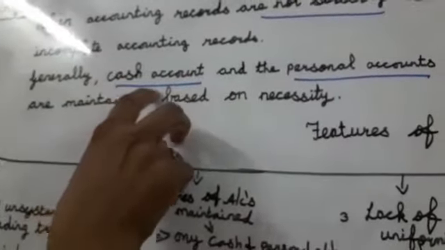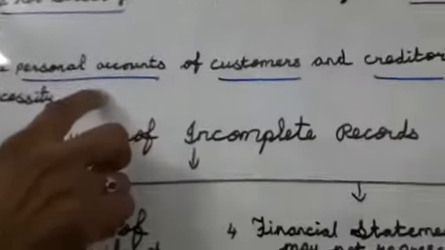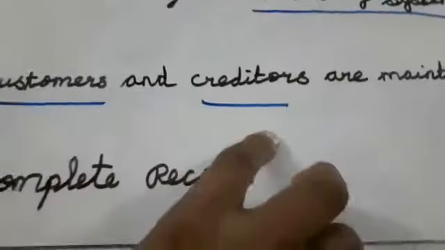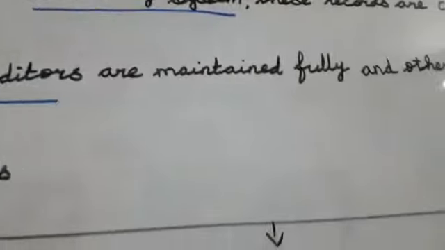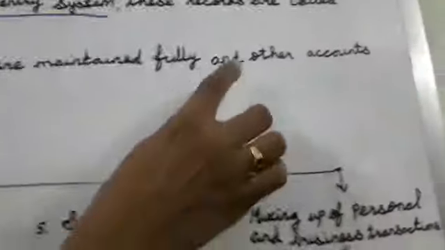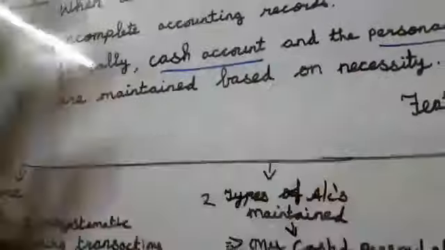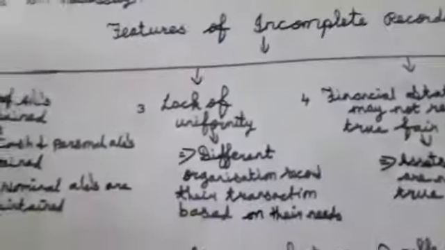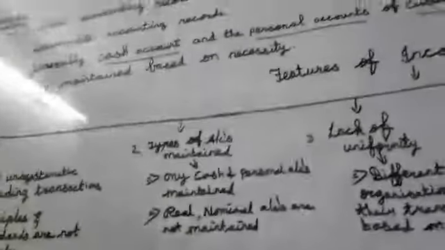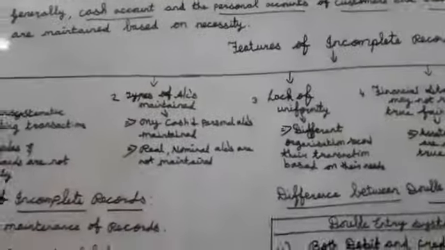One is the cash account and the next one is the personal accounts of customers and creditors. These two accounts are maintained fully and other accounts are maintained only based on necessity. Next, we are going to see the features of incomplete records. Totally we have 6 features of incomplete records.